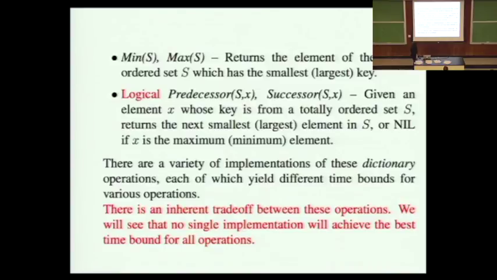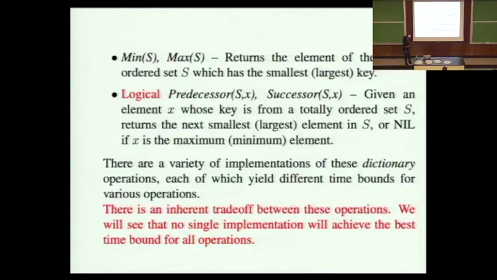I could ask you to give me the minimum of the set or the maximum. So remember, there's a total ordering on the elements of the set. When I say give me the minimum, you give the first in this logical total ordering that you have. When I tell you give me the maximum, you give me the last element in this ordering.